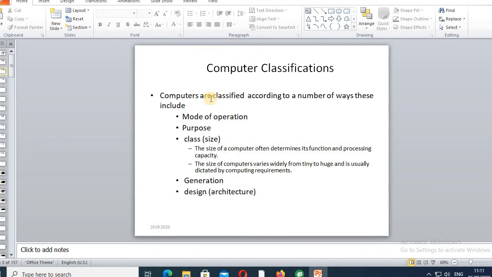Are we together? So, computer classifications. Computers are classified according to a number of ways. When we classify computers, there are a number of things that we normally consider. As you know very well, we classify animals, grouped according to their characteristics. But for computers, we look at how they work or how they do things.